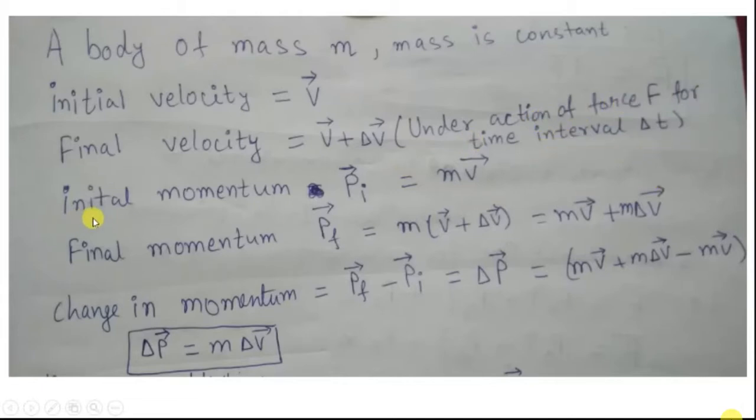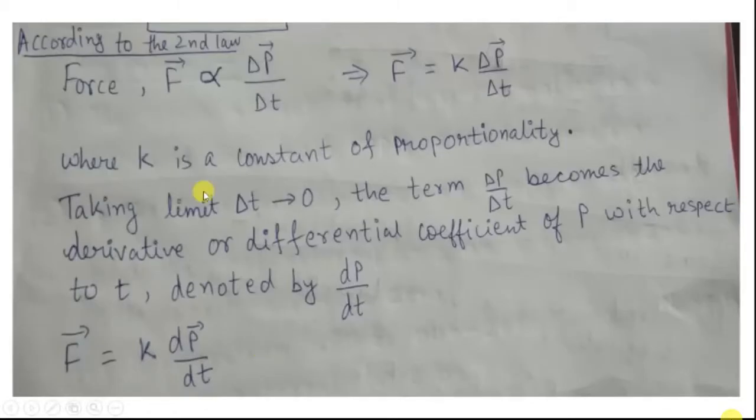So the initial momentum of the mass is m into v and the final momentum of the mass is p_f equal to mv plus m delta v. So the change in momentum, denoted by delta p, is m into delta v. According to the second law of motion, force is directly proportional to the rate of change of momentum. So F equal to k delta p by delta t, where k is a constant of proportionality.